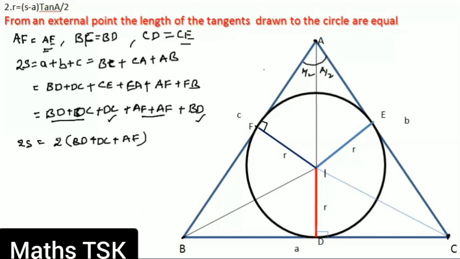Okay, so 2 gets cancelled. s is equal to, what is BD plus DC? BD plus DC is totally a. s is equal to a plus AF. So this implies AF is equal to s minus a.